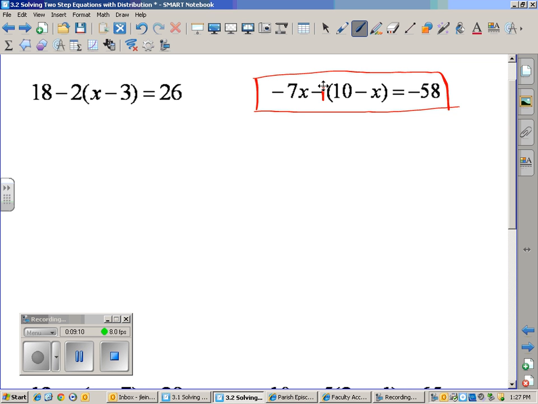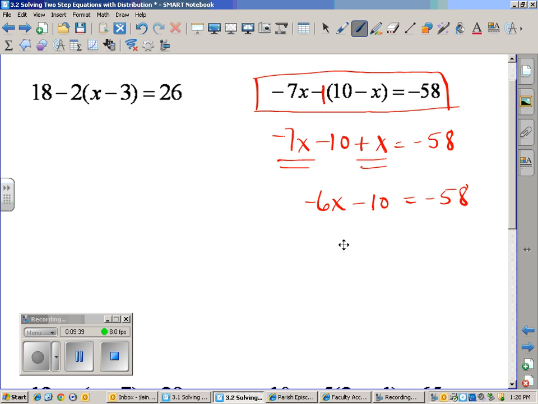Here's the ghostly 1. Don't forget about him. Alive and well. Minus 1 times 10 is minus 10. Minus 1 times minus x is a positive 1x. It's easy to get these signs wrong, and they will make your answer entirely wrong. Now collect your like terms. I've got negative 7x and a positive 1x. That's negative 6 of those x's.